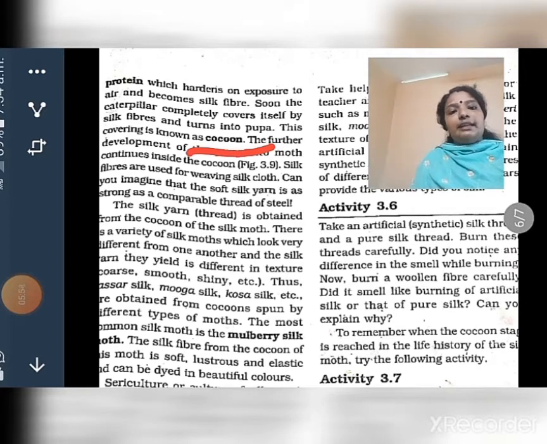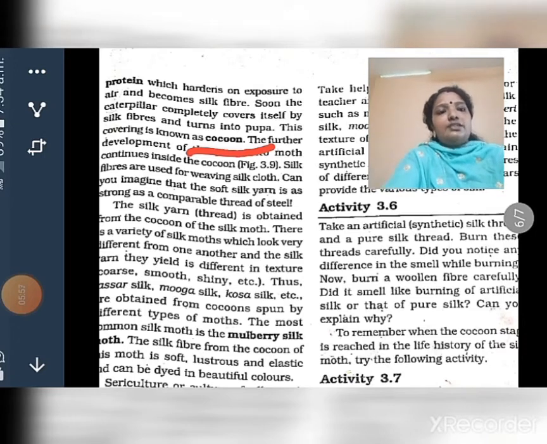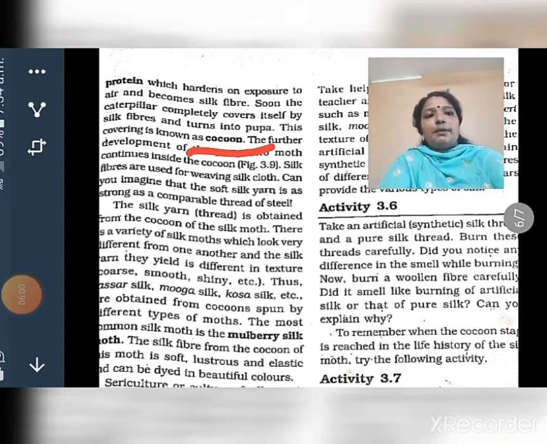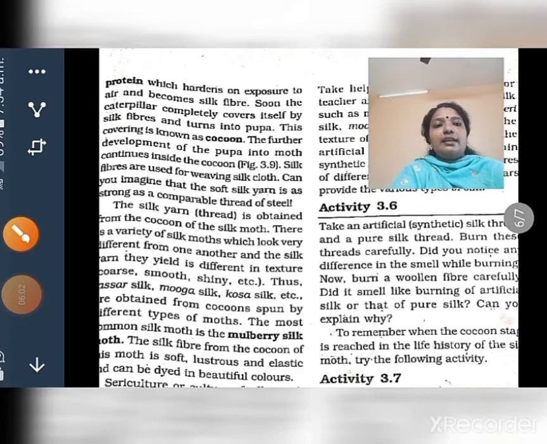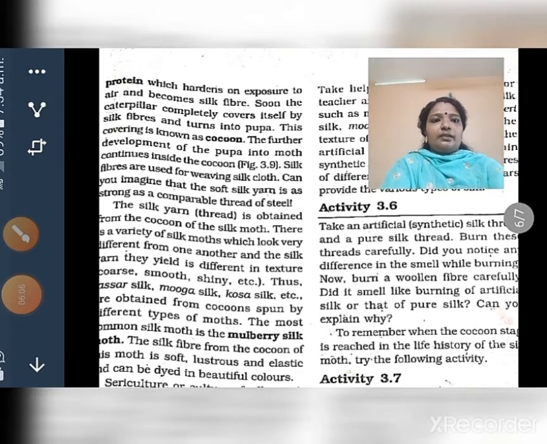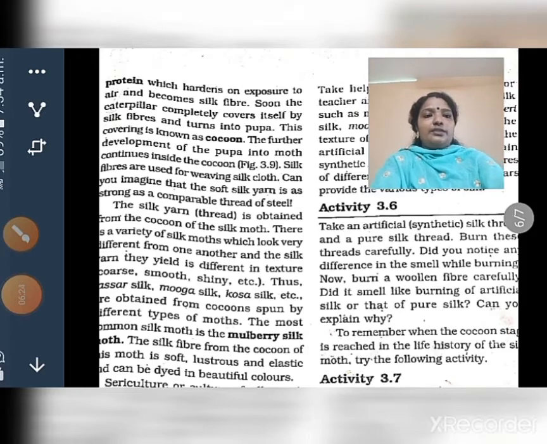The further development of the caterpillar, the pupa and the moth continues inside the cocoon. Silk fibers are used for weaving silk. These are the stages. Once more, I will explain all these stages.